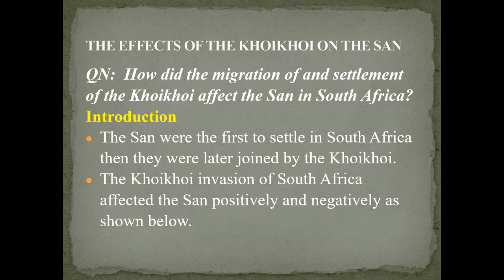Okay, so the invasion of the Khoikhoi, or the migration and the settlement of the Khoikhoi into South Africa, affected the Sani positively and negatively, as seen below. When you move to a new place, of course you'll get good things there, and you also meet challenges there. The challenges are the negative things, the good things are the positive things. So the Sani were affected positively by getting good things from the Khoikhoi, and they were also affected negatively by getting bad things from the Khoikhoi, as we are going to see below.